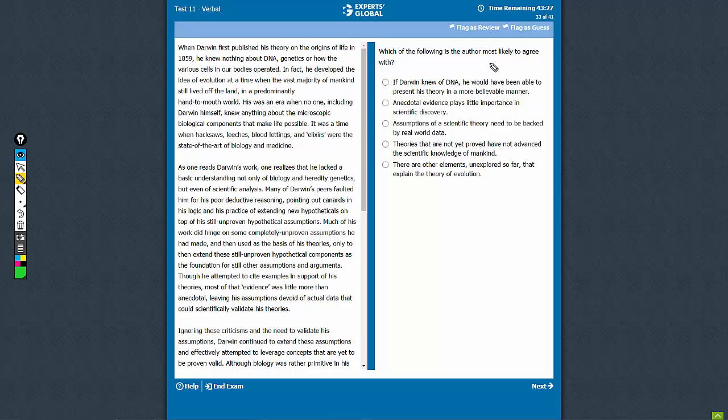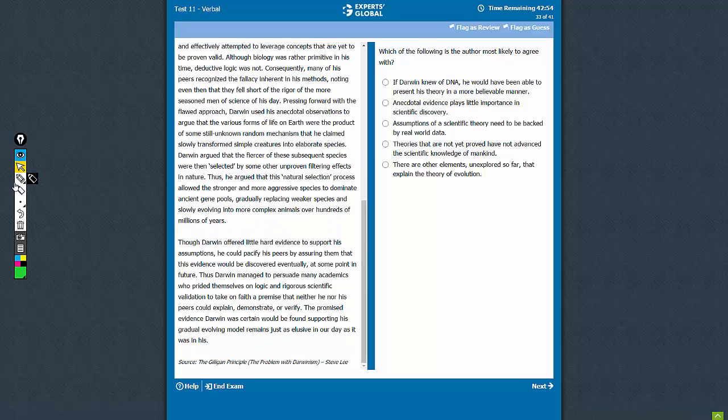Which of the following is the author most likely to agree with? If Darwin knew DNA, he would have been able to present his theory in a more believable manner. So this is a slightly tricky answer choice. If the knowledge of DNA were existent, which is existing today, right, would it have helped Darwin explain his theory better? See, at the end, the author says that no conclusive evidence of this theory has yet been found.